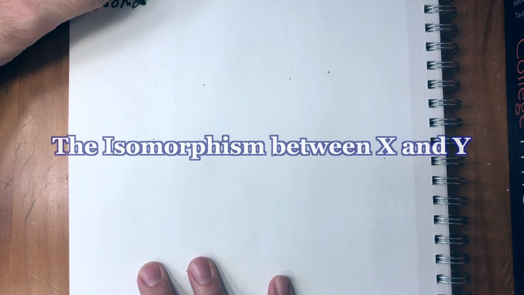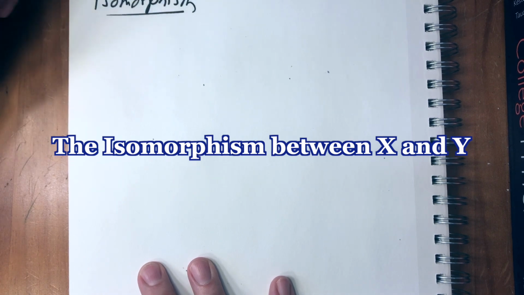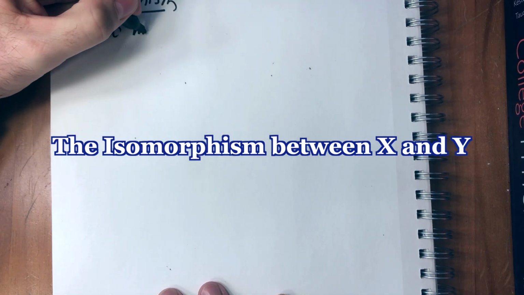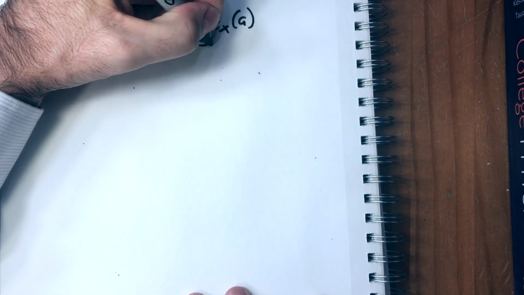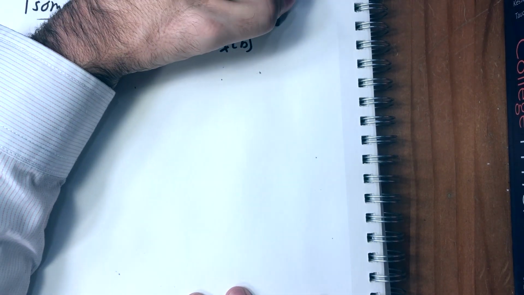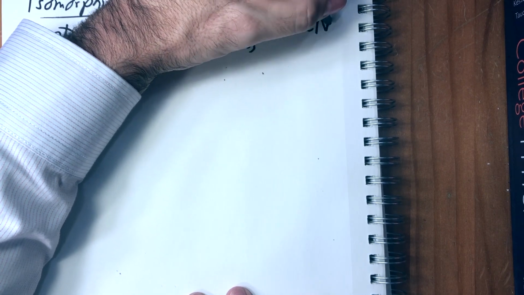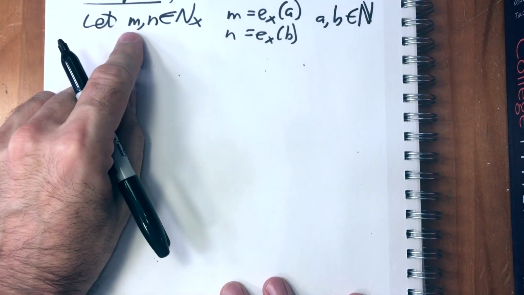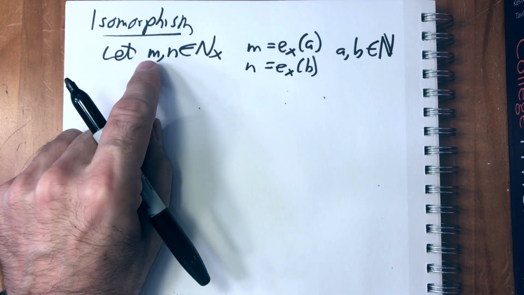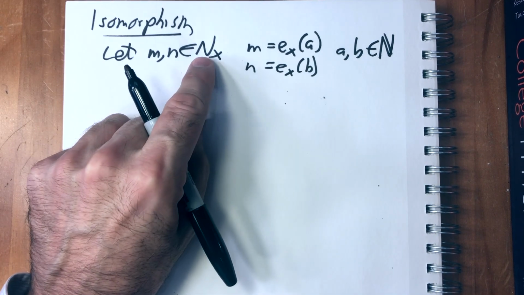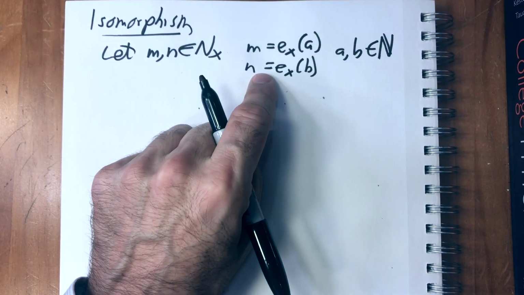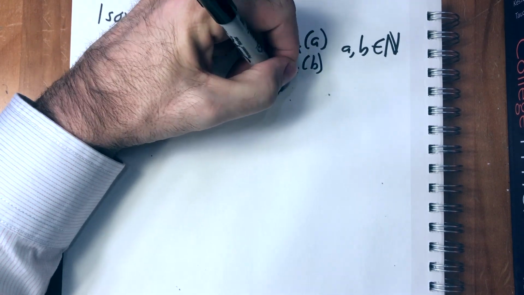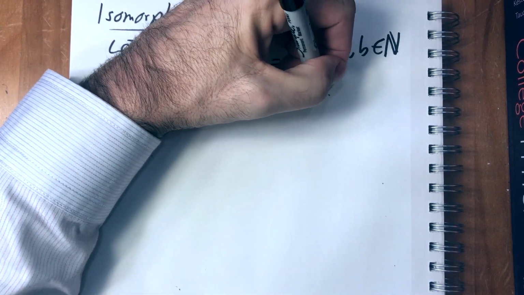Okay, now the isomorphism. So let m and n be elements of the naturals in x, which means, again, that m equals the embedding of some natural number into x, and n equals the embedding of some natural number into x, where a and b are elements of the naturals. Or we can just talk about m and n inside the naturals inside x. Just remember that that means we're actually embedding them the way we did in the last step. So that means that m comma n is an integer in x, embedded in x.